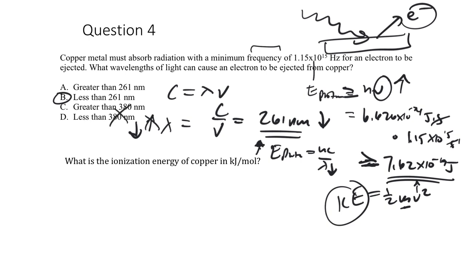And so 380 just doesn't make sense. That's not the right number. And then the right number is 261 nanometers. We want to be at that wavelength or lower to cause an electron to be ejected.